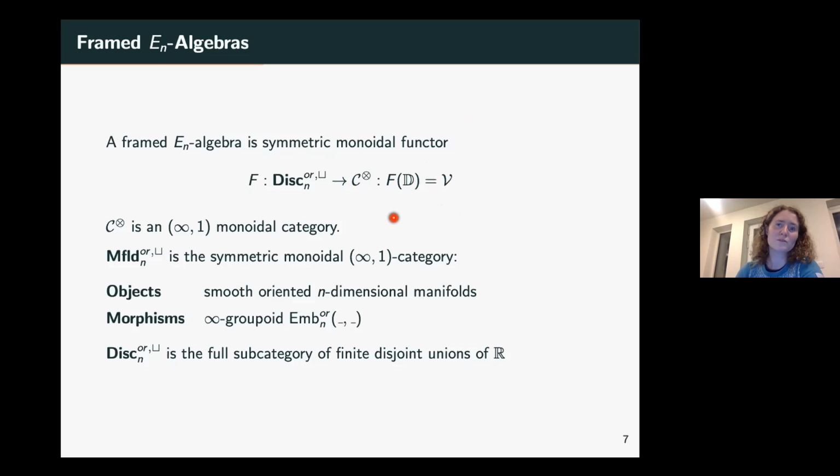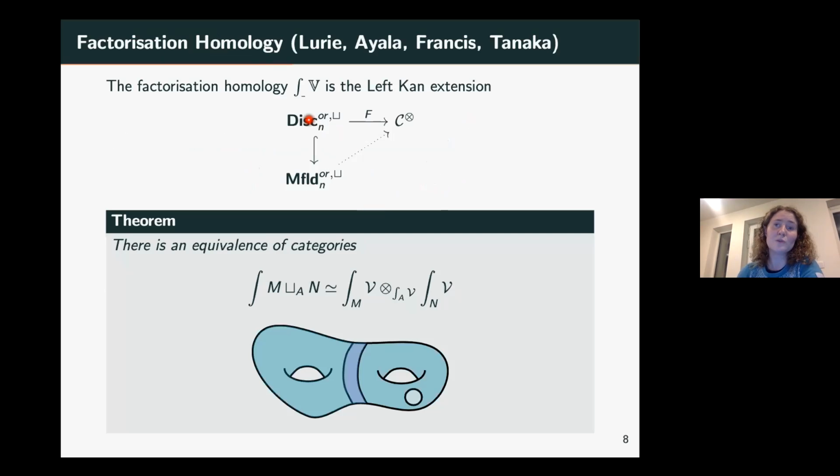So if you have one of these things, the point about factorization homology is you take one of these and we think about how to use this to get you an invariant of a manifold. So what we do is the disks live inside the manifolds. The factorization homology is just take this framed n-algebra, and then you extend it categorically as a left Kan extension to a functor from manifolds. And this functor is called the factorization homology. That really is not the right V, but anyway.